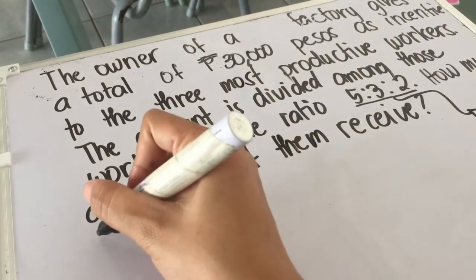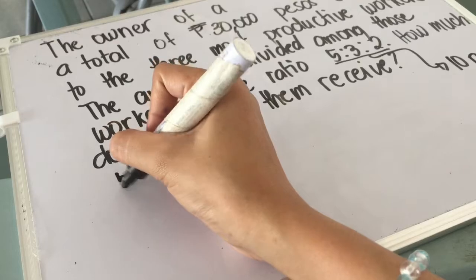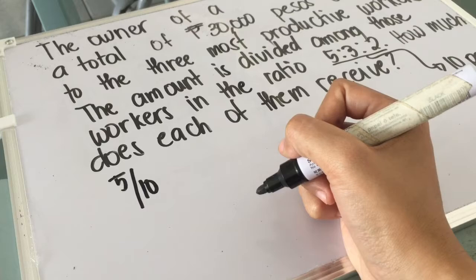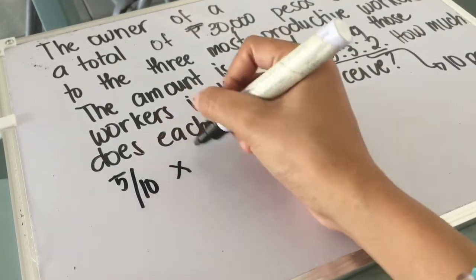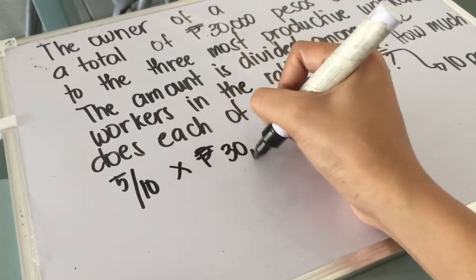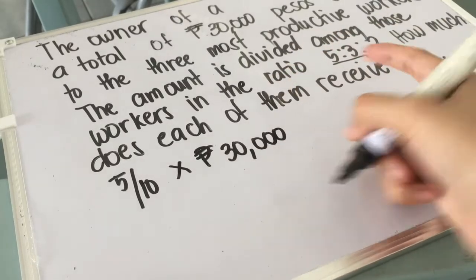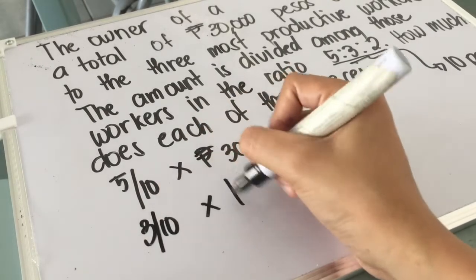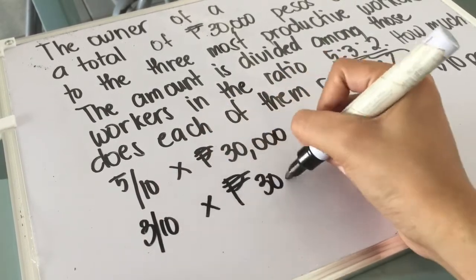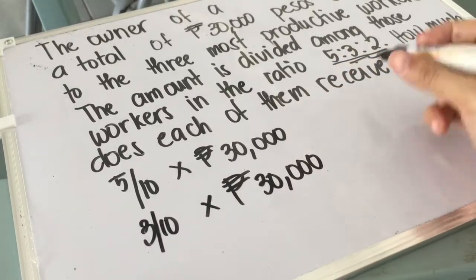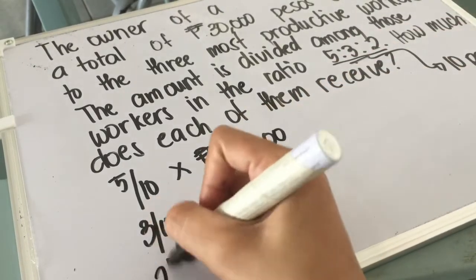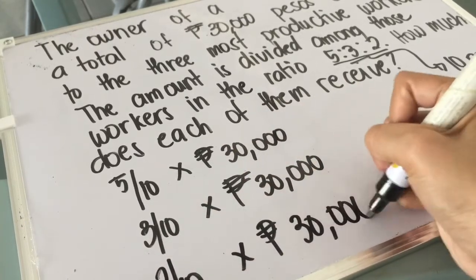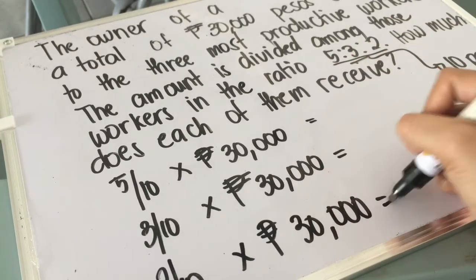So each of them, the first, will have 5/10 as an incentive, 5/10 of 30,000. Then the other one is 3/10 of the 30,000. And the last one is 2/10 times 30,000. So we will total this.